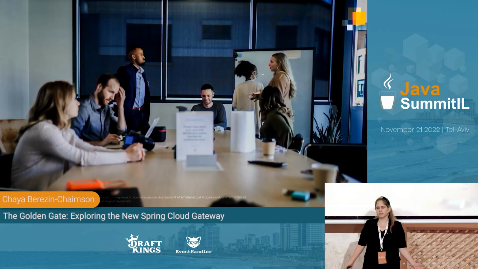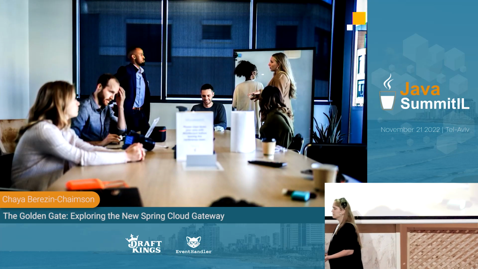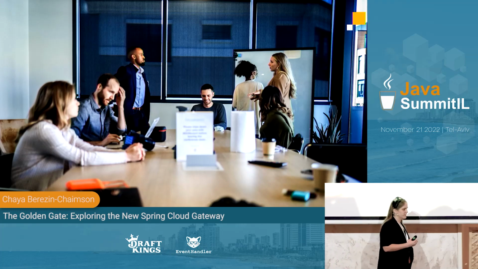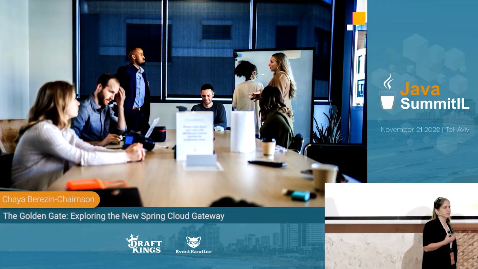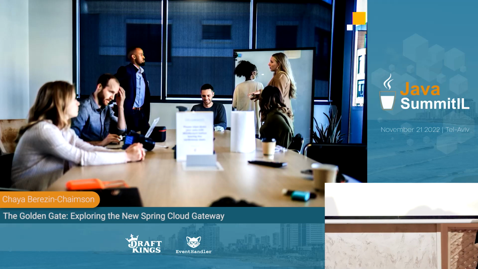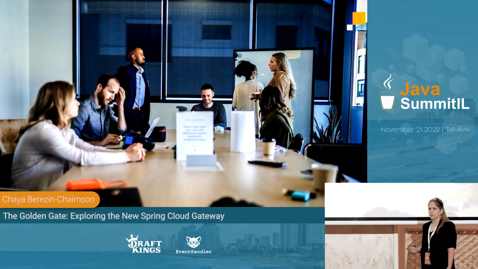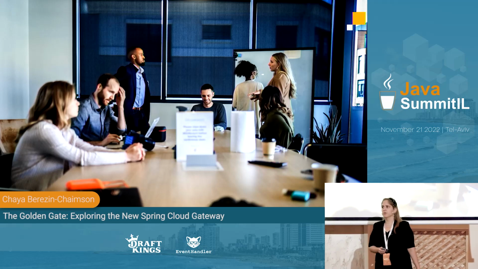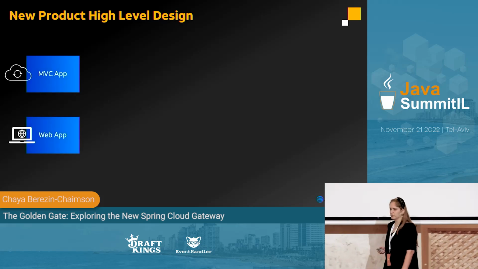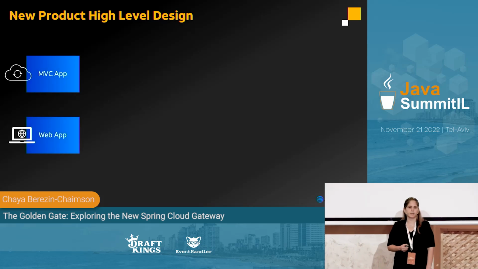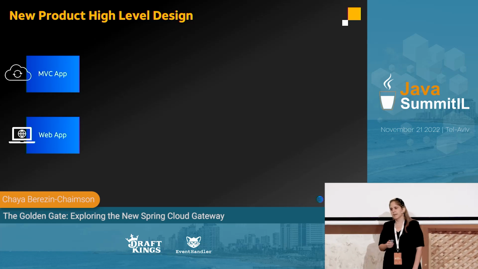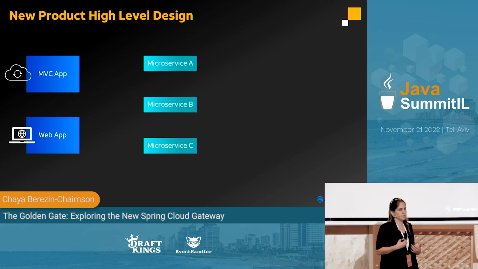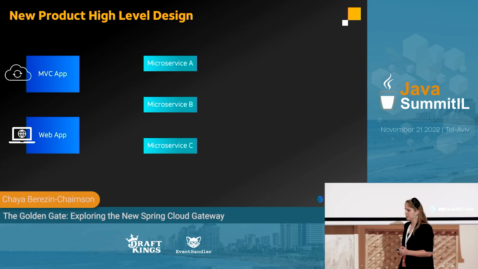So, it all started when our team got a request to develop a new product. And we went through these endless design meetings where we were thinking about the new system, design, and requirements. And in the end, we came to the following conclusions about our system architecture. To simplify, we will have a few client applications, a few MVC and web applications, and we will have a few microservices implementing the backend logic and exposing the API to the client applications.